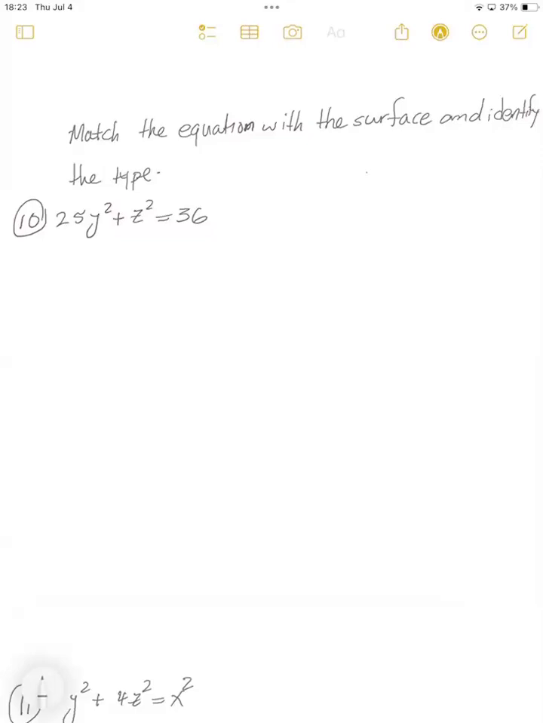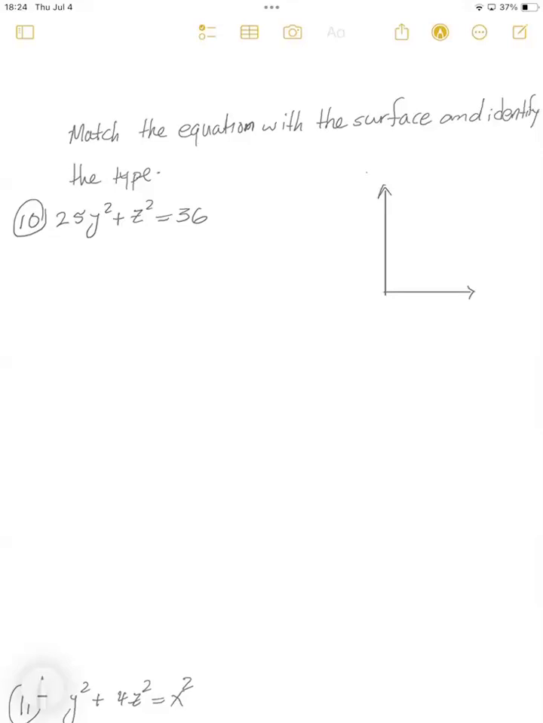This cylinder is going to be along the x-axis because I don't have any x, I only have y and z. So for any x, this equation is true. So if this is z, y, you're going to have an ellipse.